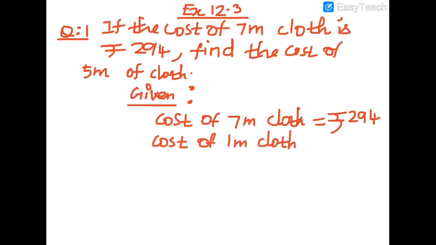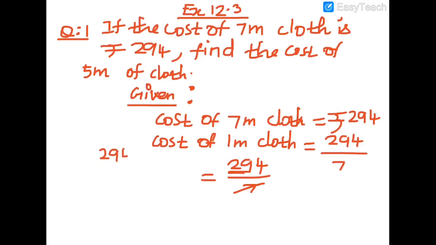The cost of 1 meter cloth is 294 divided by 7. I will write 294 divided by 7 here. We have to divide by 7. First, take the first two digits. Just I will divide here, 294 divided by 7.